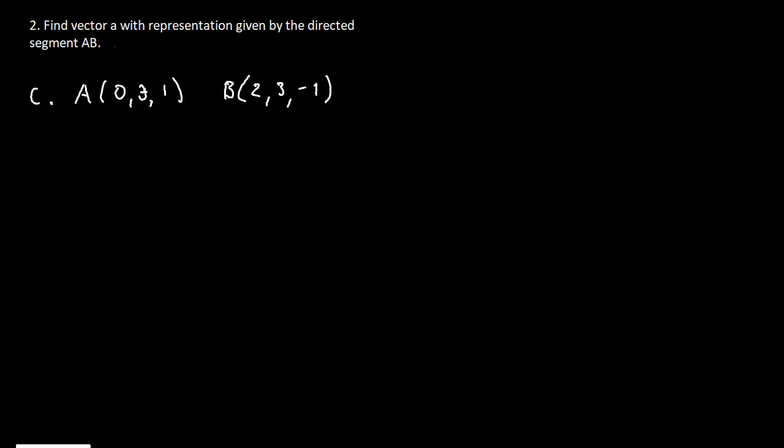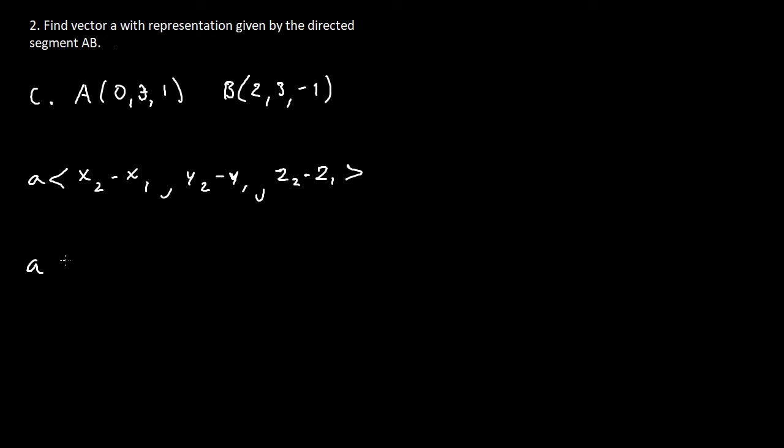So now let's say for letter C we have to find vector A representing the given segment AB. So notice both of these are in three-dimensional coordinates. So instead of just having, for the formula, x2 minus x1, comma y2 minus y1, since we have the z coordinates, we also have to include z2 minus z1. And that will be the formula to find vector A.